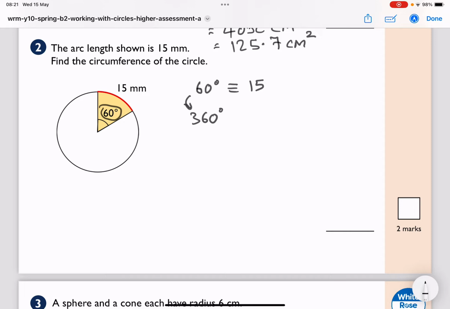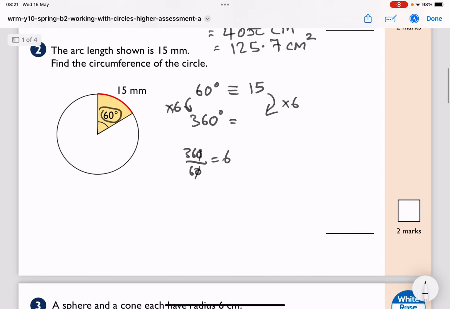So what I'm looking for is the multiplier here. You can probably see that that is 6, but if in doubt, do 1 divided by the other. 10 goes into both. 36 divided by 6 is 6. So I've got a multiplier of 6. 15 times by 6. 6 10 60. 6 5 30. 90 millimeters.